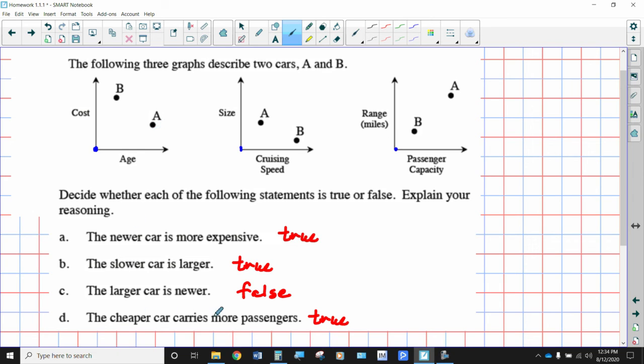And then the cheaper car carries more passengers. Which one is cheaper? A is cheaper. Passenger capacity, A, yes, so that's a true statement. Okay, so there ends, and it's less than 10 minutes.